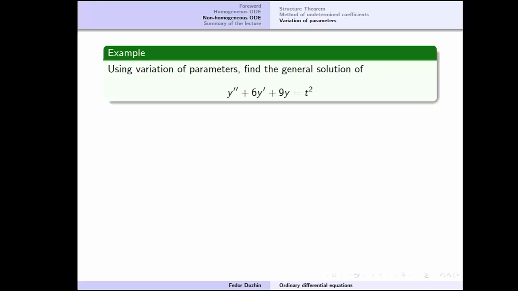Let's continue now. Recall that we are looking for the general solution of this differential equation, and we are looking at it in the form where the general solution is going to be the particular solution plus the general solution of the corresponding homogeneous differential equation, which is c1 e to the minus 3t plus c2 t e to the minus 3t.